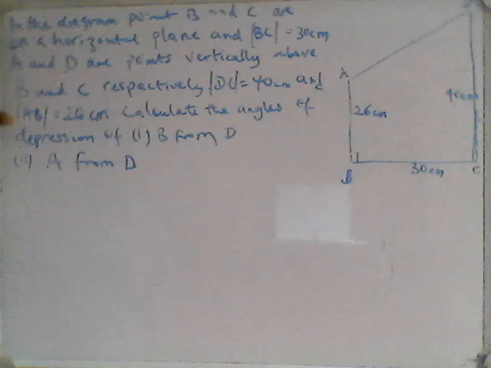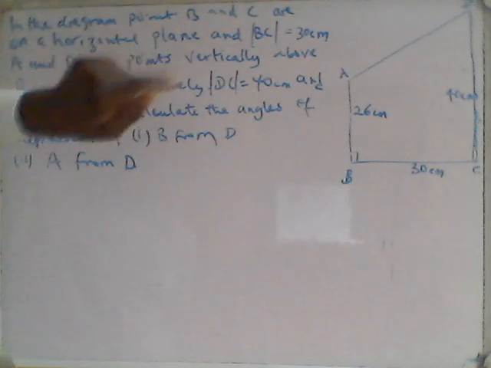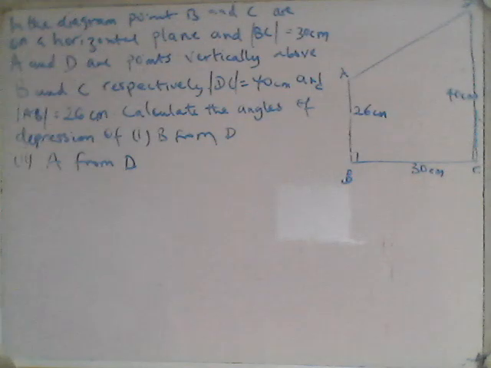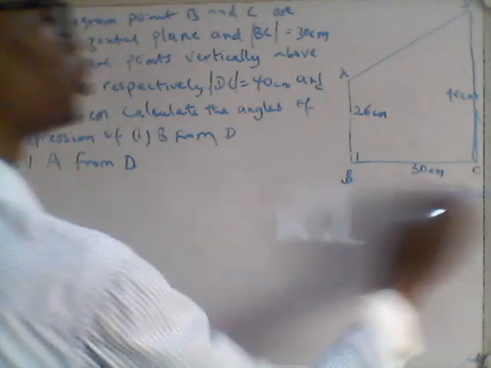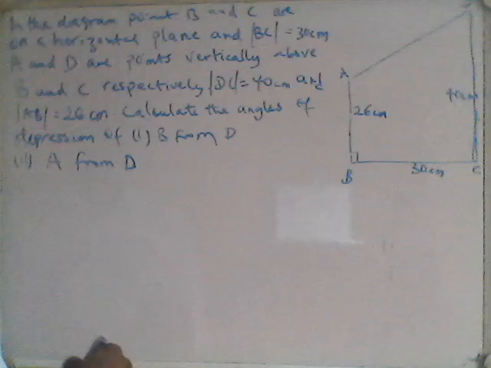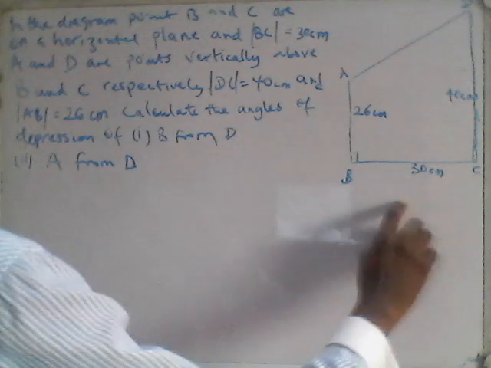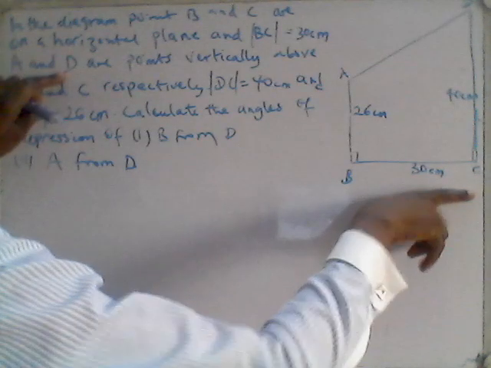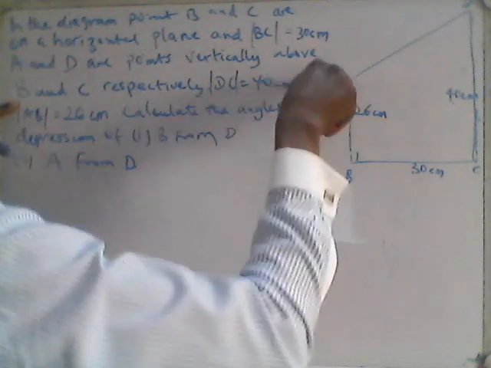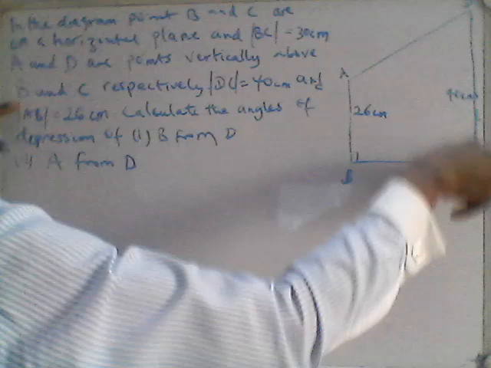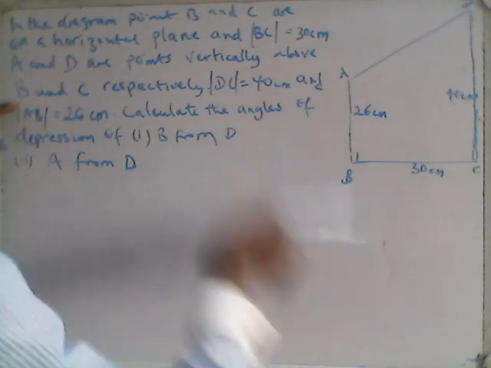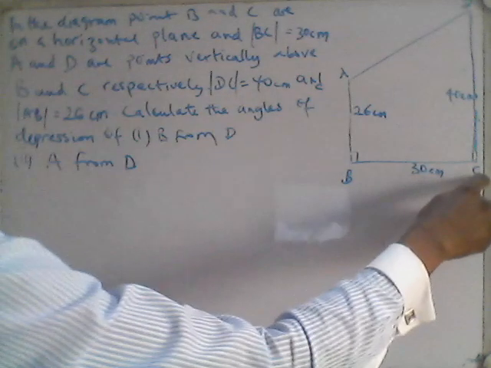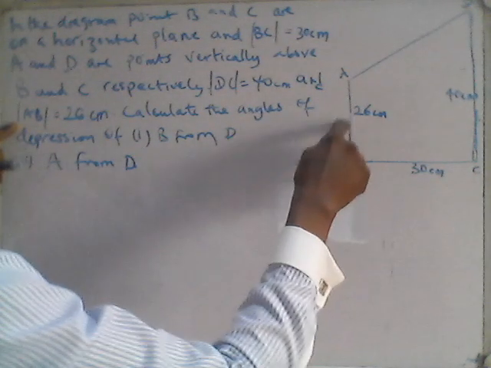Okay, so we have a question on the board. It says that in the diagram, points B and C are on the horizontal plane, and the line BC is 30 cm. A and D are points vertically above B and C, respectively. DC is 40 cm, and AB is 56 cm.